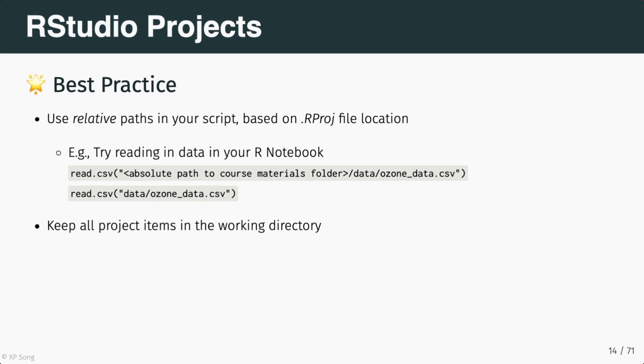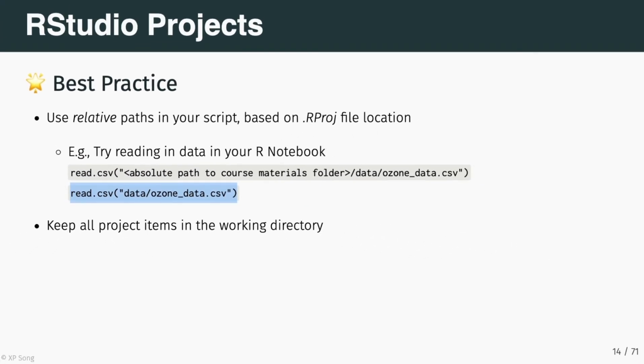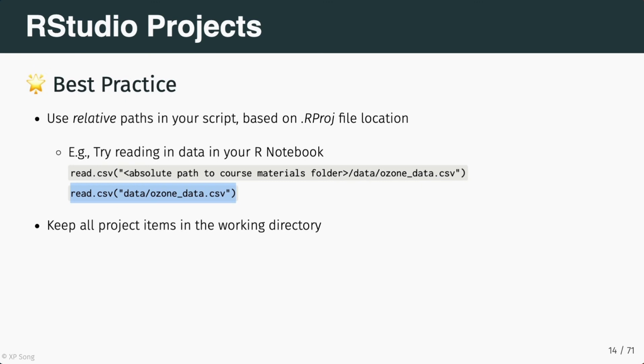For example, in this first line of code, this is the absolute path to the ozone data that can be found in our course materials. However, each of our computers are different. We have different usernames, different home directories. So if this is written in the code, if I share my script with you, it will not work on your computer. On the other hand, if we use this second line of code, it is called a relative path, relative to the location of the R project file. And this code would work on my computer and your computer.